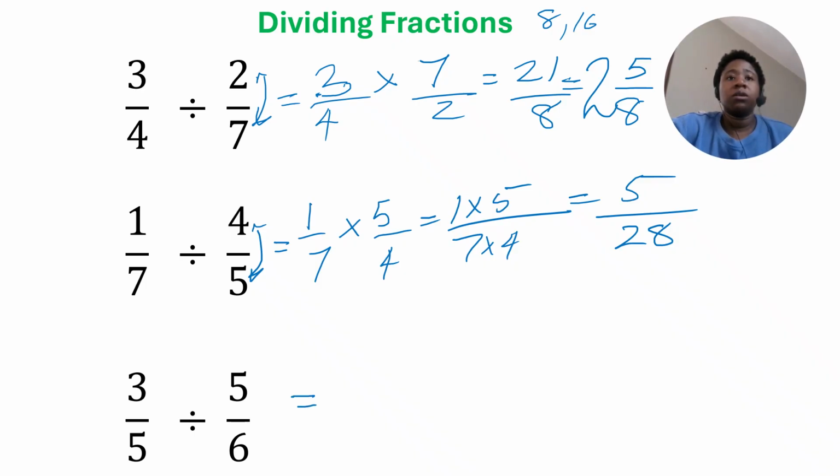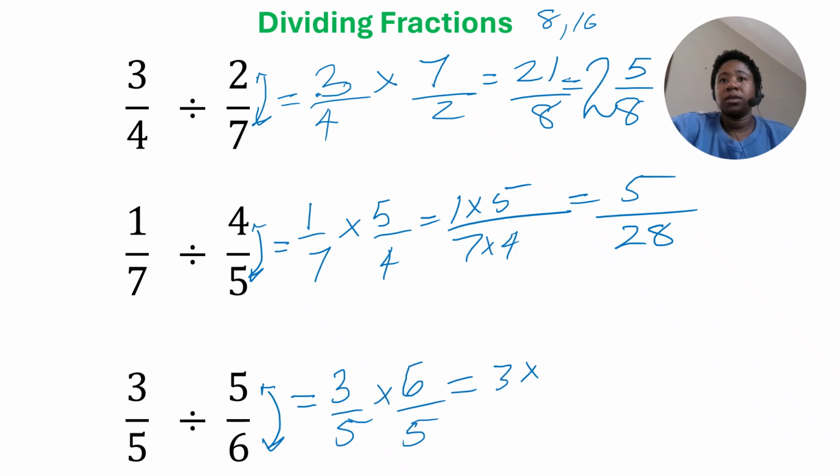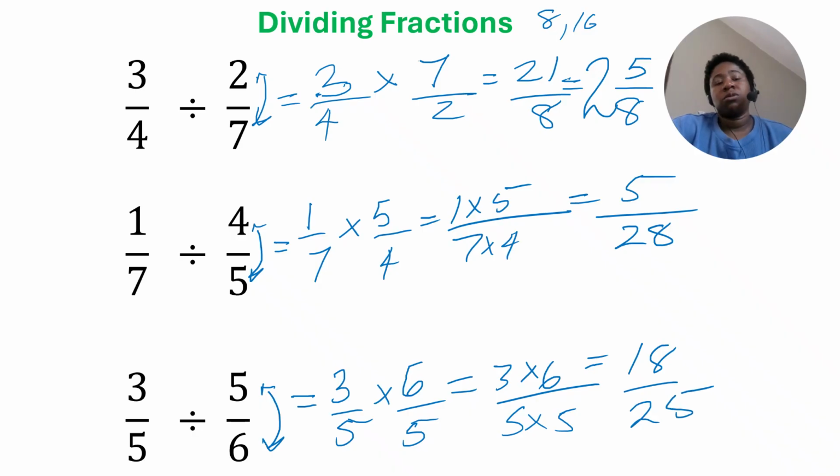The third one, 3/5 divided by 5/6. Take the reciprocal of 5/6 and multiply. 3 times 6, 5 times 5. 3 times 6 is 18. 5 times 5 is 25. So 3/5 divided by 5/6 is 18/25.